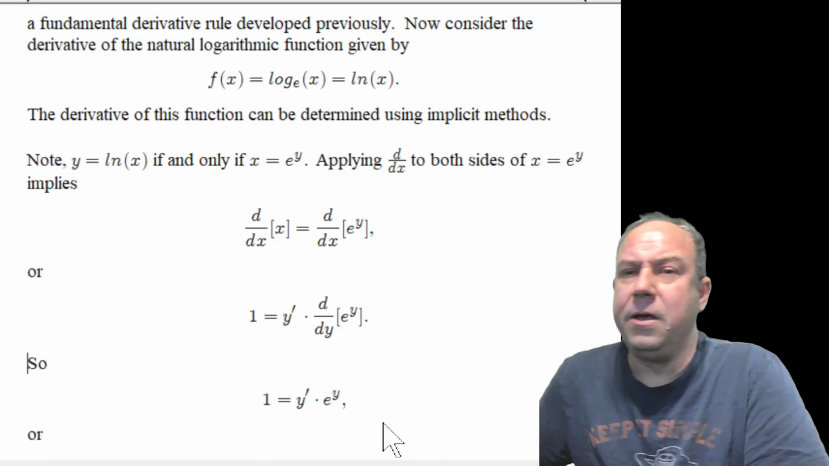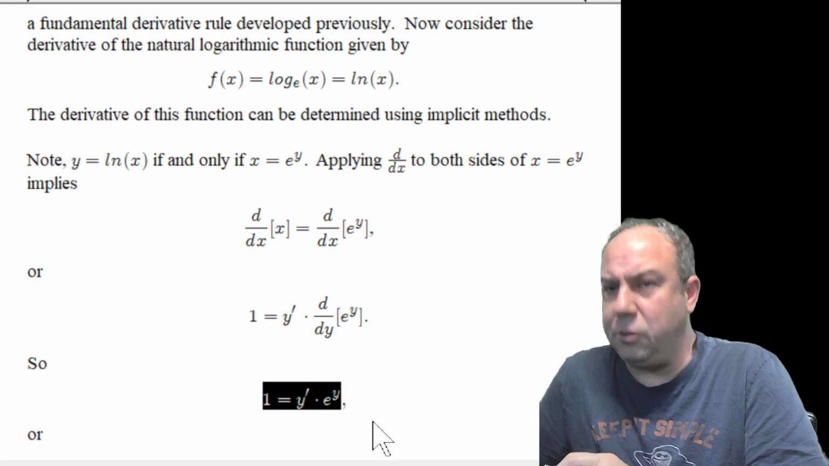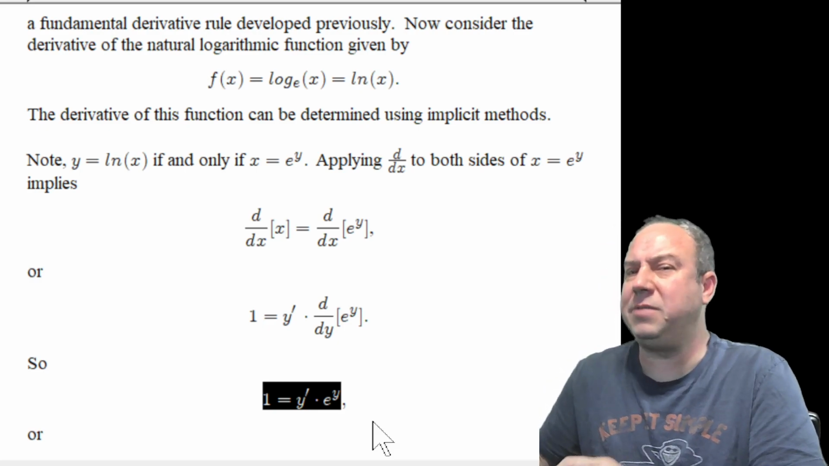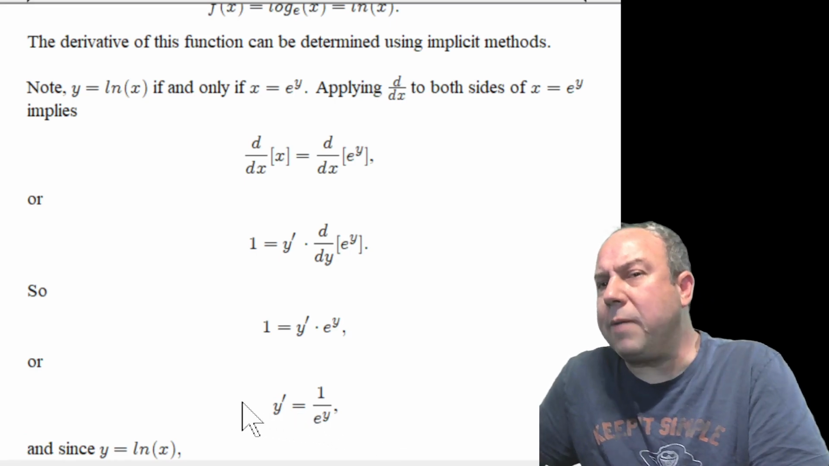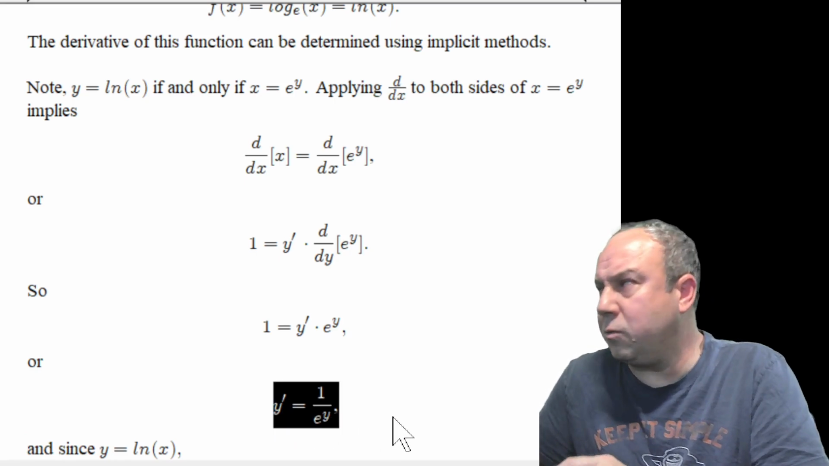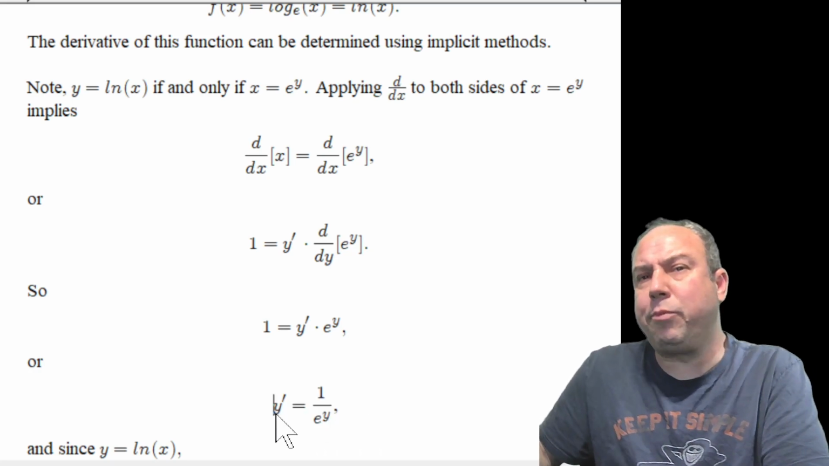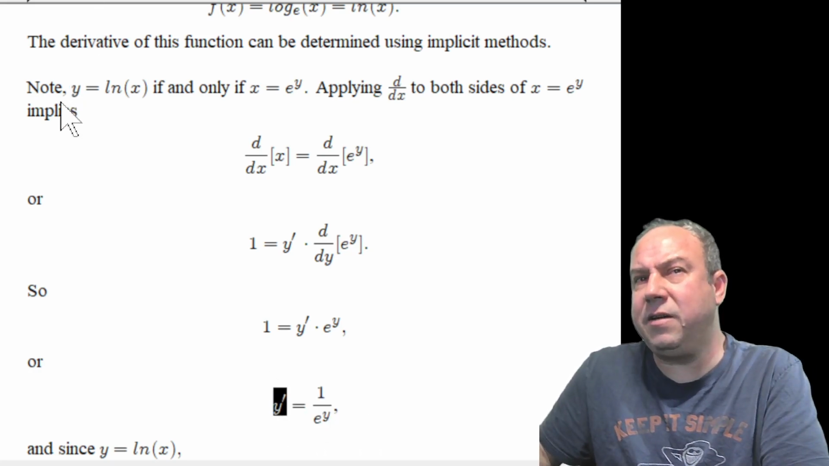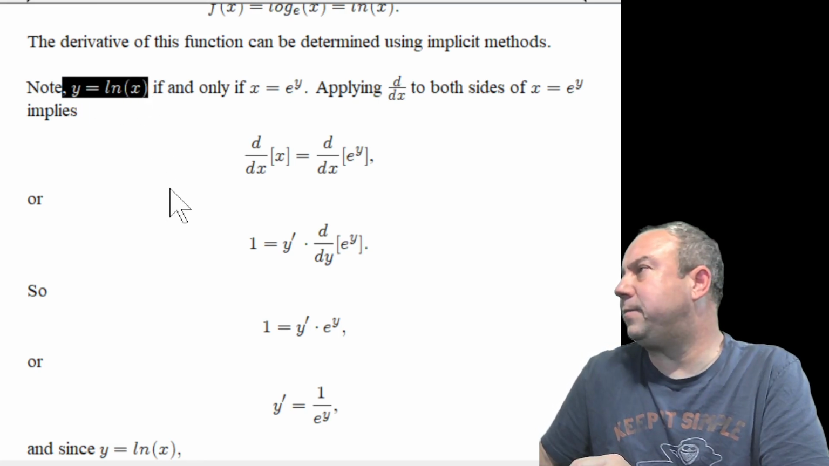All right. So what we're able to say is that 1 must be equal to the value of y prime times e to the y, or y prime must be equal to 1 over e to the y. Y prime being the derivative of y equals the ln of x.